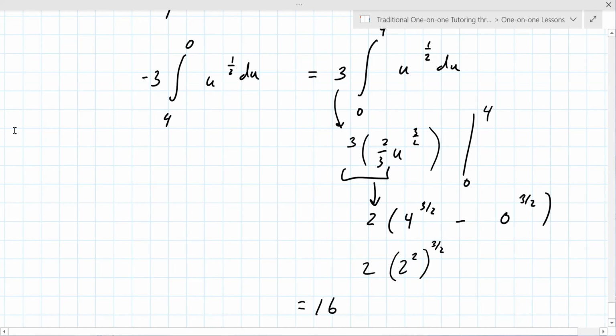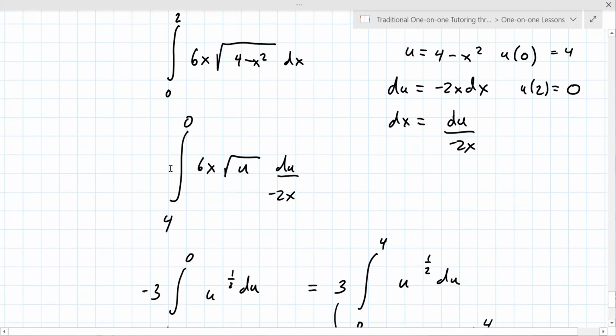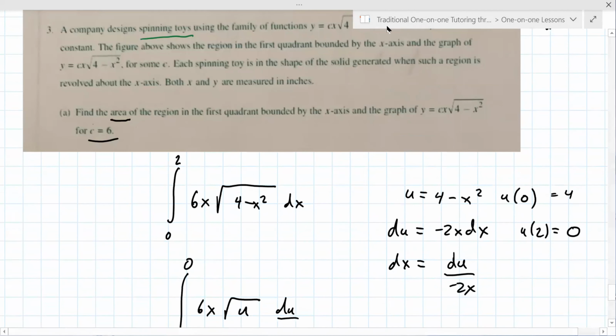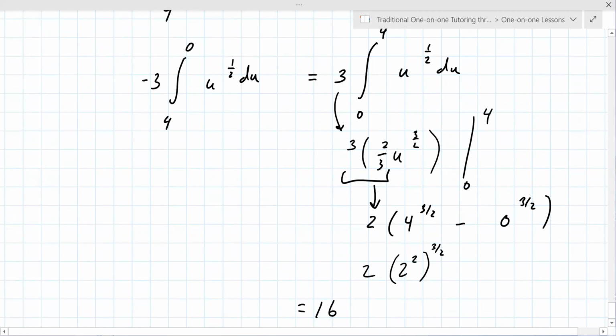This would be a good one to work out on your own, maybe starting back from here, just making sure you're good with it. See if you like the steps. All right, and should we do part C?